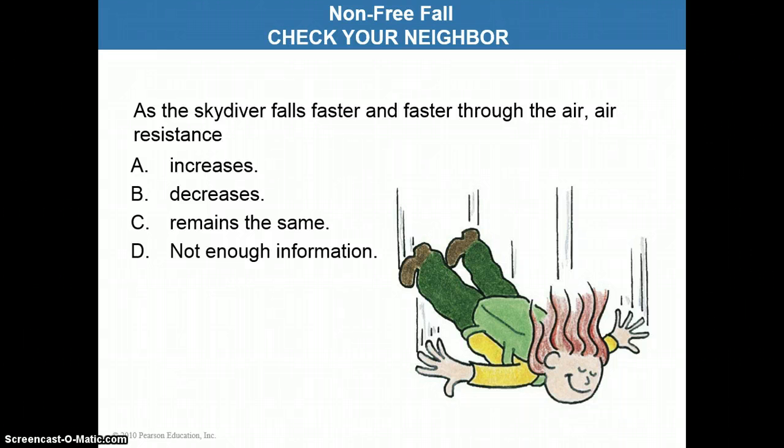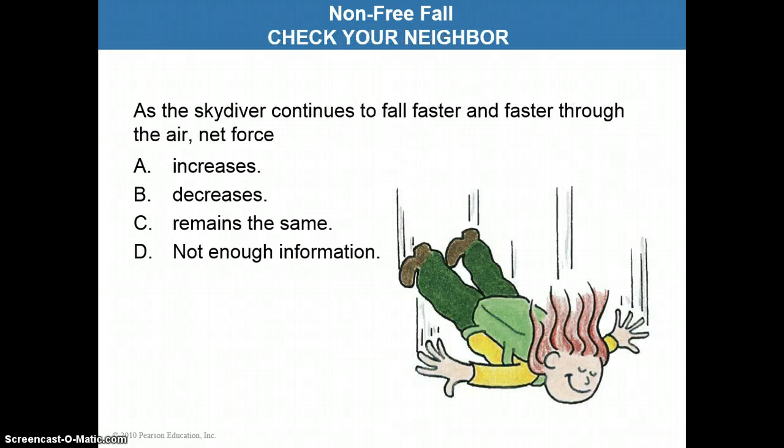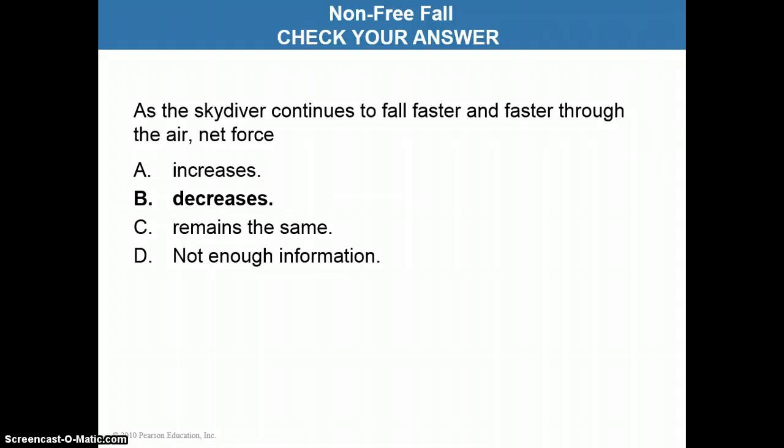Pause the video to determine your answer. And the correct answer is air resistance increases. Remember, air resistance increases with speed. So as the skydiver falls faster and faster through the air, air resistance increases. Next question. As the skydiver continues to fall faster and faster through the air, does net force increase, decrease, remain the same, or not enough information? Make sure you pause the video. The correct answer was that net force decreases. Why?